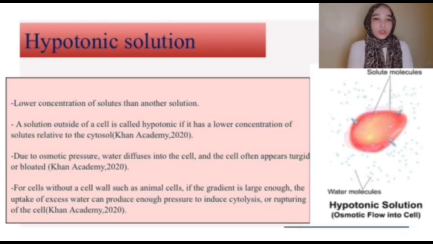Next, hypotonic solution has a lower concentration of solutes than another solution. For a cell without a cell wall, such as an animal cell, if the gradient is large enough, the uptake of excess water can produce enough pressure to induce cytolysis and rupturing of the cell.